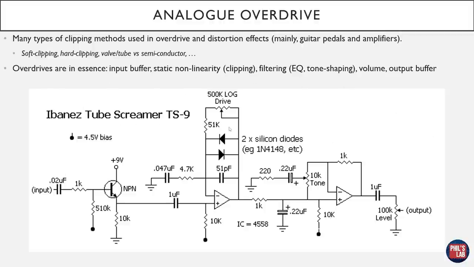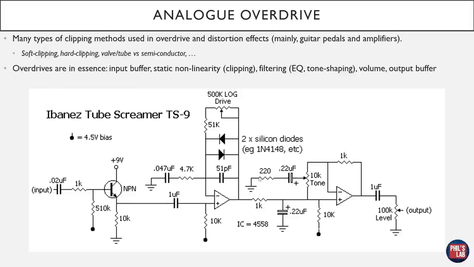Here's a very famous overdrive pedal for guitar. It's the Ibanez Tube Screamer with a very, very simple schematic. In essence, if we look at other overdrive pedals or the schematics for distortions, they're all rather similar. They all consist of some sort of input buffer, which effectively provides a high impedance to your instrument. We feed this into a gain and clipping stage. We do some filtering to shape the tone, maybe some equalization, low and high pass filters, and then an output buffer, maybe a volume control as well.